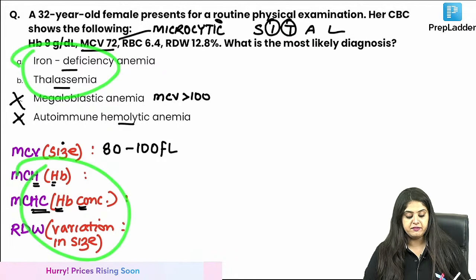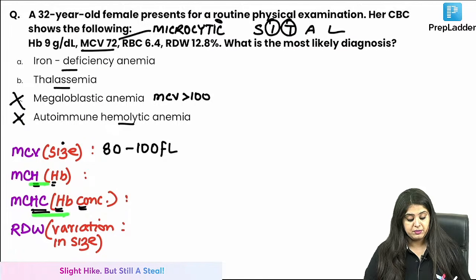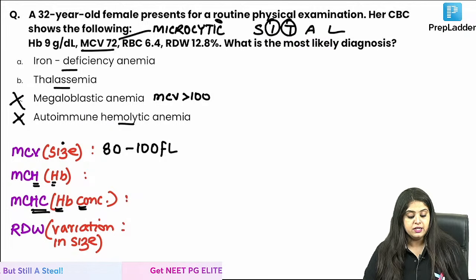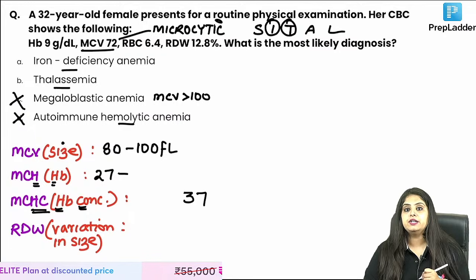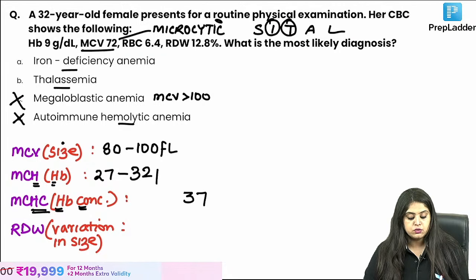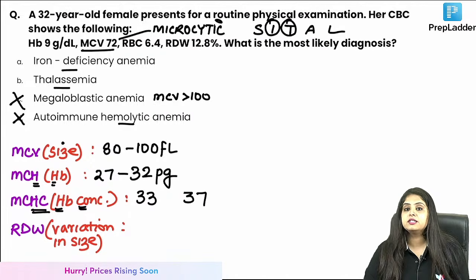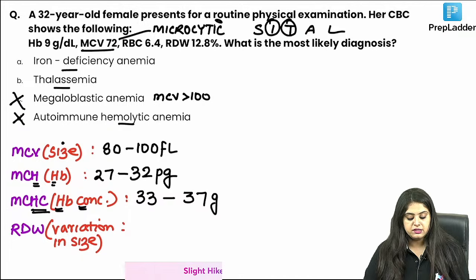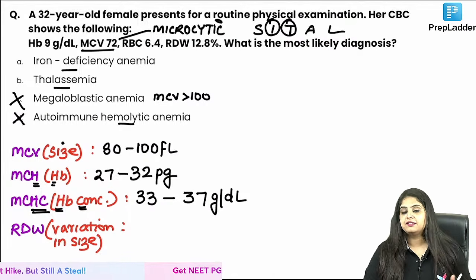Let me go forward. When I talk about MCH and MCHC, amazing, if you remember the normal values it means you've studied. You start from 27 and you end at 37 is how we learnt it, and you put a break in between. So 27 to 32 picogram is the MCH, and from 32 you start from 33. So 33 to 37 gram per deciliter is going to be MCHC. That's how you learn it.